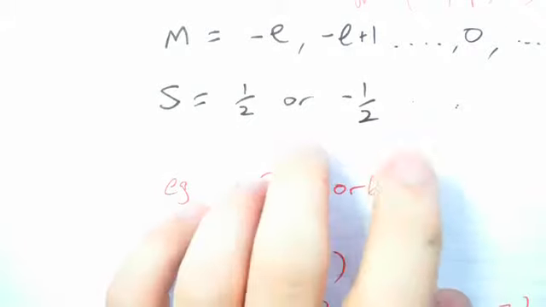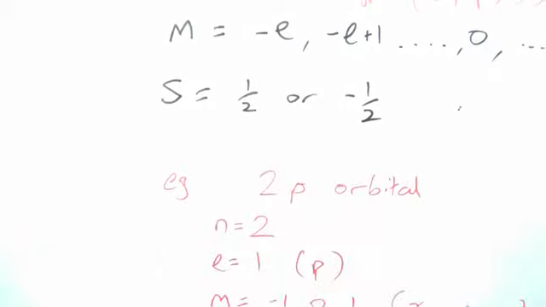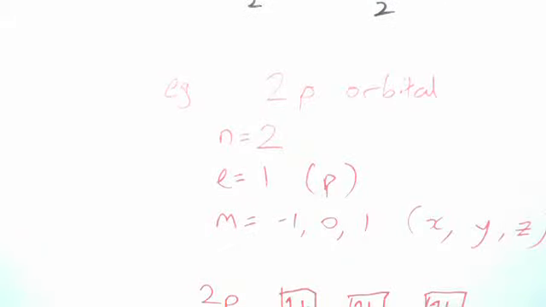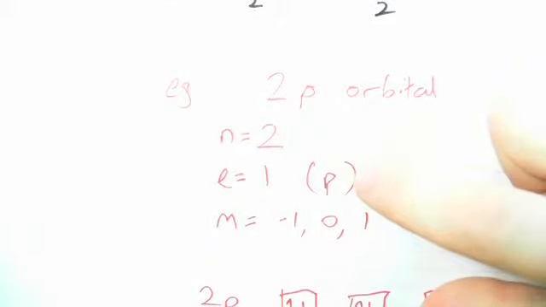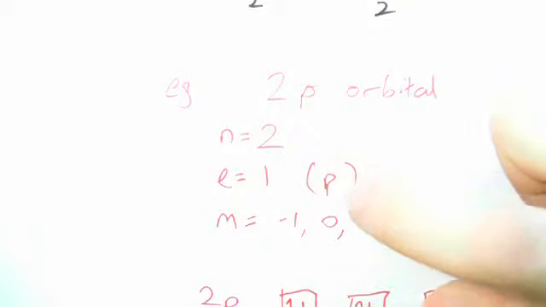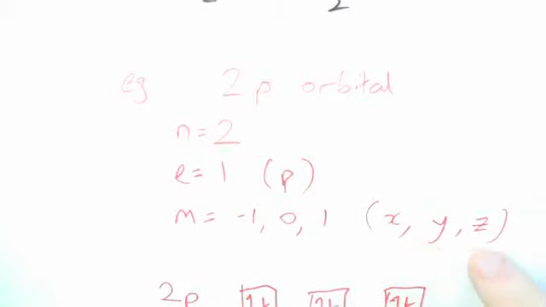The reason behind it being a half is it's an eigenvalue for a quantum equation that you don't need to worry about. So, an example here, the 2p orbital. n is equal to 2, L is equal to 1 because it's the p orbital. So, remember, L can be values between n minus 1 and 0, so in this case it's 1. And M can be minus 1, 0, or 1, which is x, y, and z.